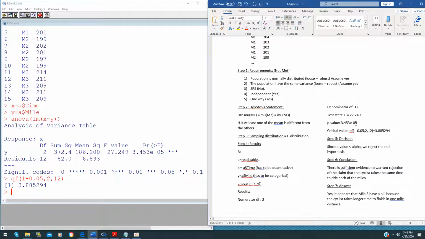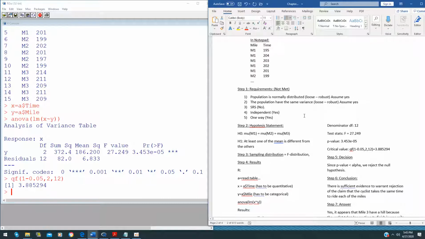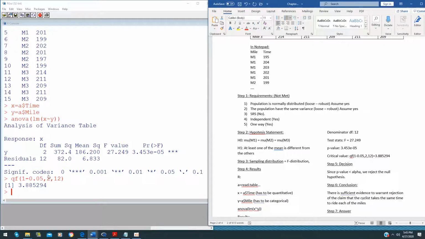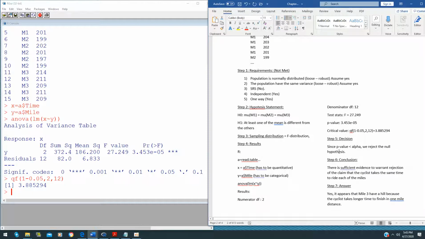So we find the critical value. The critical value is at 1 minus alpha, which in this case is 0.05, since we use a 5% significance level. 2 is your numerator and 12 is your denominator degrees of freedom. That will give us around 3.89. So this is your step 4. Step 5: your p-value has to be less than alpha, and in this case it is, because 0 is less than alpha. We will reject the null hypothesis.